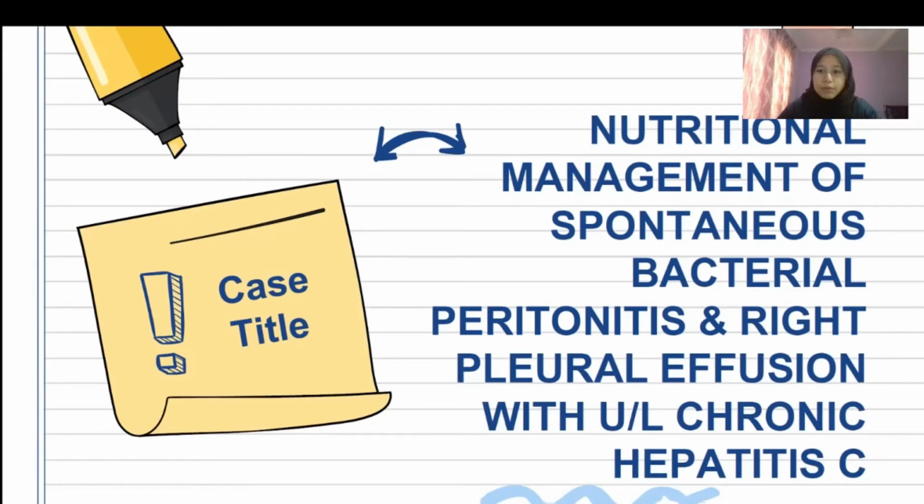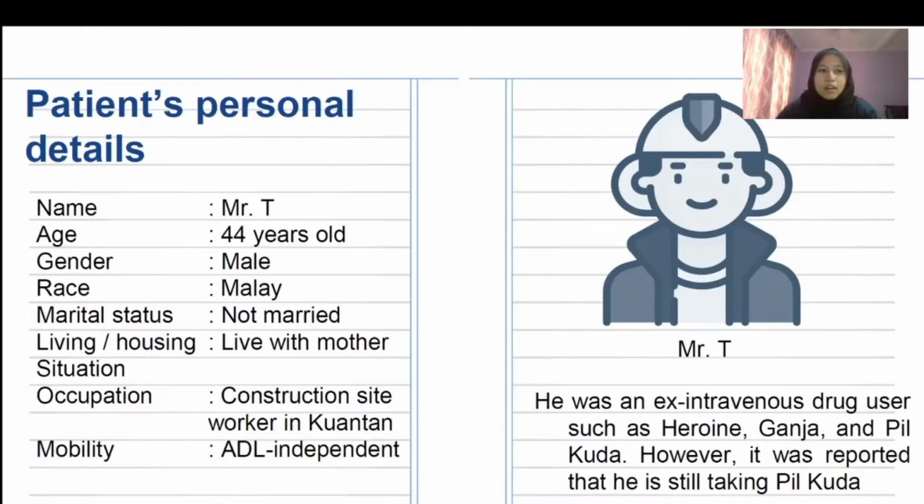Today, our group will present nutritional management of spontaneous bacterial peritonitis and right pleural effusion with underlying chronic hepatitis C. So, for the patient's personal details, our patient name is Mr. T. He is 44 years old. He is a Malay man and he is also a single man and currently living with his mother. He was also an intravenous drug user, such as heroin, ganja and pil kuda. However, it was reported that he is still taking pil kuda.